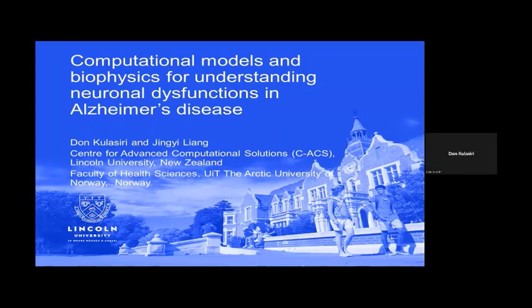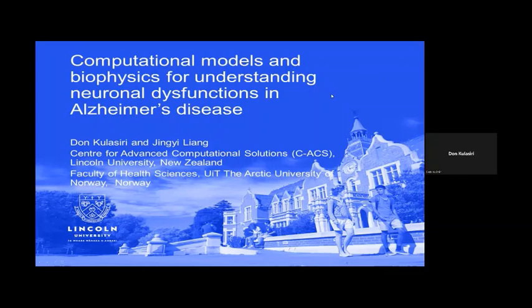And this is a slightly different topic. I'm from New Zealand. Jingy will be sharing the talk in the middle. And let's see whether we can actually complete within 20 minutes.